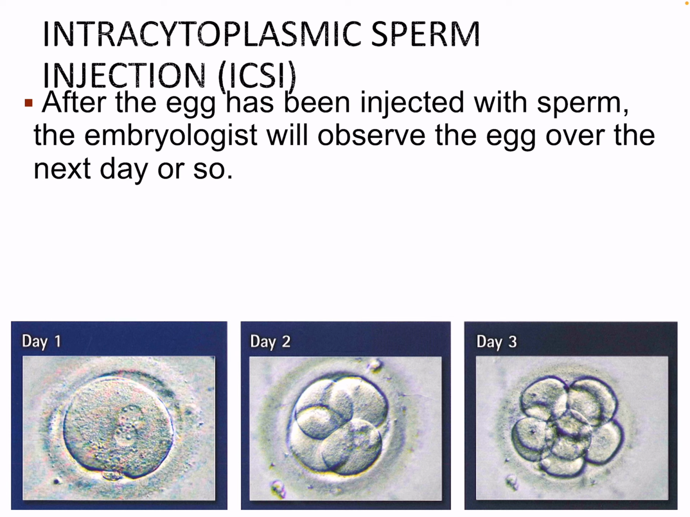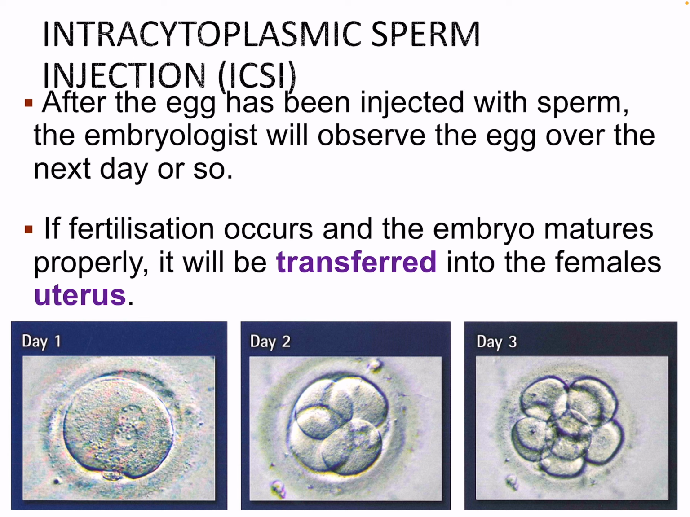Okay. So once the egg has been injected with sperm, the egg will be left with nutrients and it will be allowed to divide. It will be observed by the embryologist as it divides, and if the embryo that's produced is of a good quality, it will then be transferred into the female's uterus.